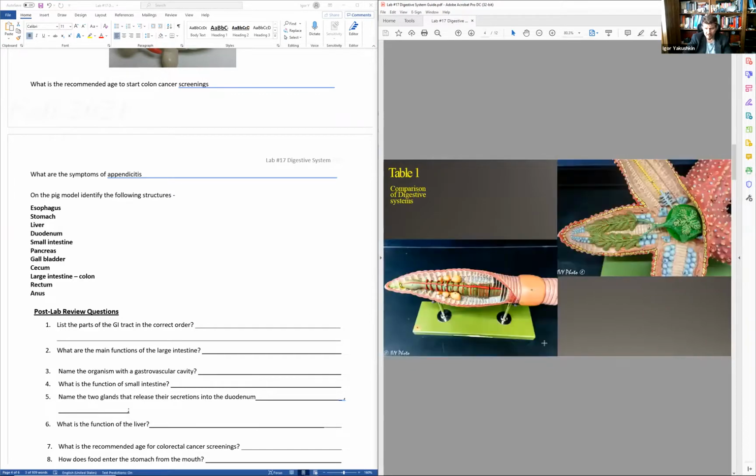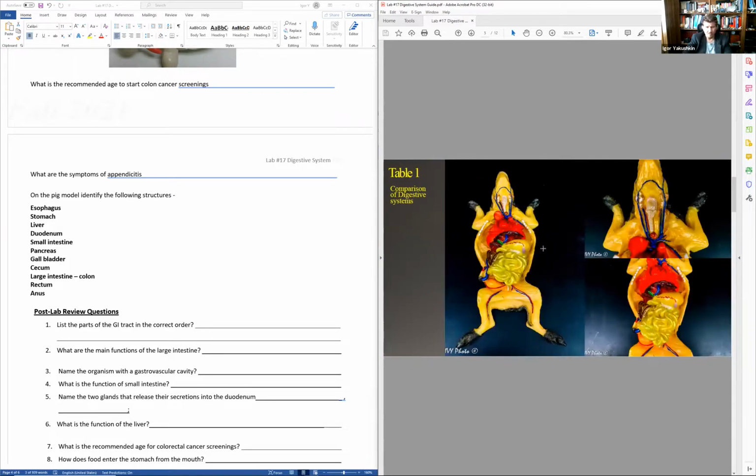In this particular case, here's a pig model. What you will need to be able to identify: esophagus, cannot see it. You can see the trachea, but cannot see the esophagus itself. You can see the stomach, you can see the liver, right? Liver right there. And then we have the small intestine, and then the large intestine is kind of brownish color right there. Gallbladder, the green part right here. And that's pretty much all you can see on the pig model.